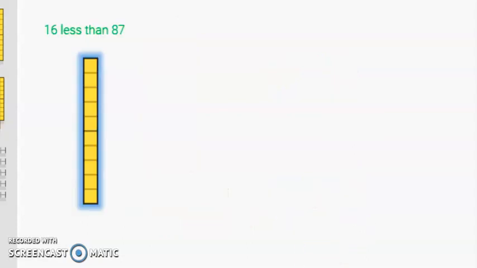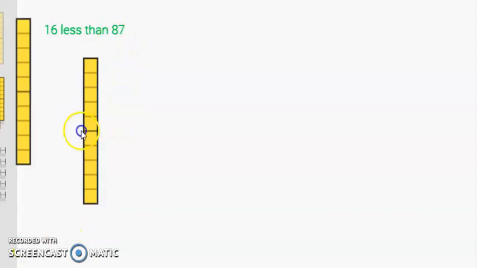So this problem says 16 less than 87. So I want to see 87 and take away 16, because that would show me what 16 less is. So the thing that I'm going to do first is I'm going to build 87.